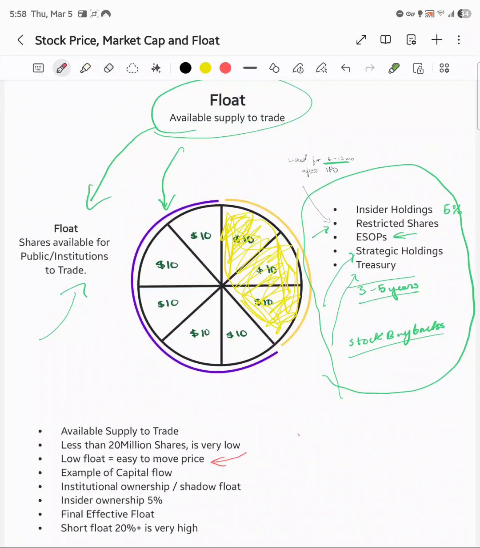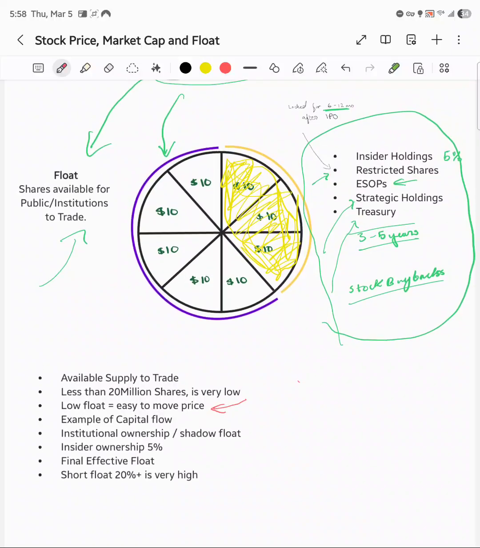So out of all outstanding shares, removing any of the restricted shares or any of these type of shares, whatever the float is, that is what is being traded in the market. Now you don't have to do any of the calculations. Your broker is going to show you. You can find it on the internet. So I'm just showing you what is behind those words.